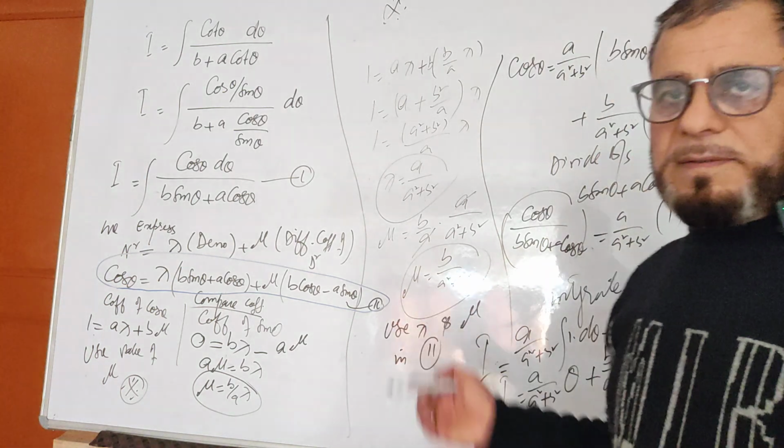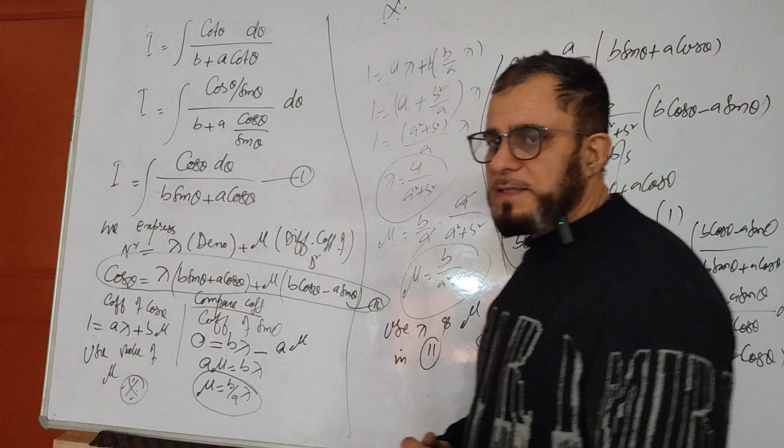You can solve such integrals when you come across numerator and denominator involving sine and cos with some constants. You can use this method, known as the method of adjustment. Remember this, method of adjustment. We adjust the numerator as lambda times denominator plus mu times differential coefficient of denominator. This is the method of adjustment for such questions.